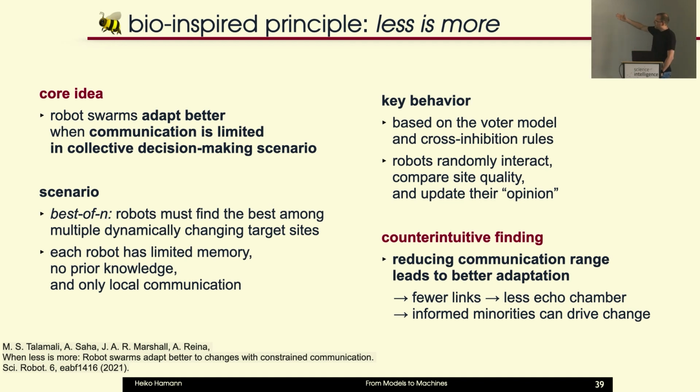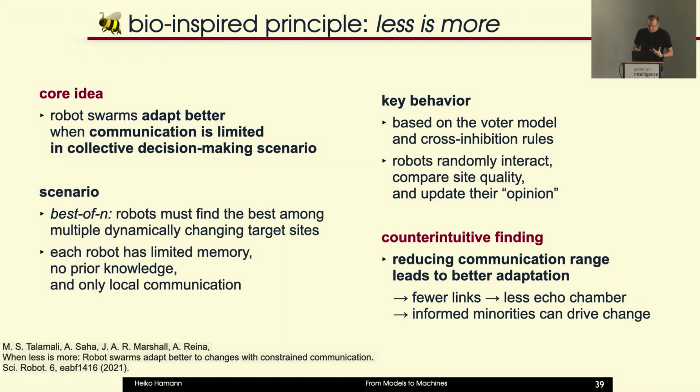So they randomly interact. Imagine these robots moving around mostly randomly, so you run into different neighbors every now and then. They compare their site qualities and then they update just based on what they learn. So they actually trust these other robots, and then they try to quickly adapt and find what's the best option.